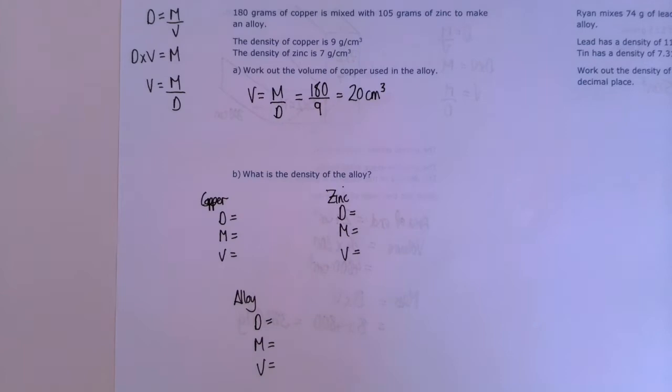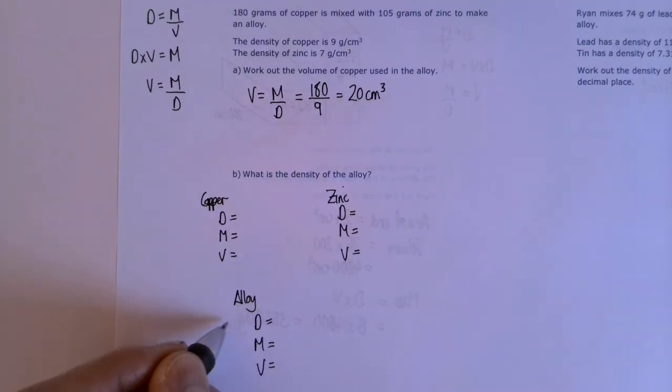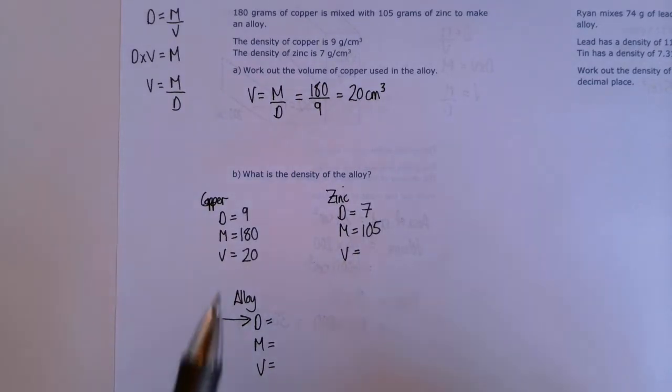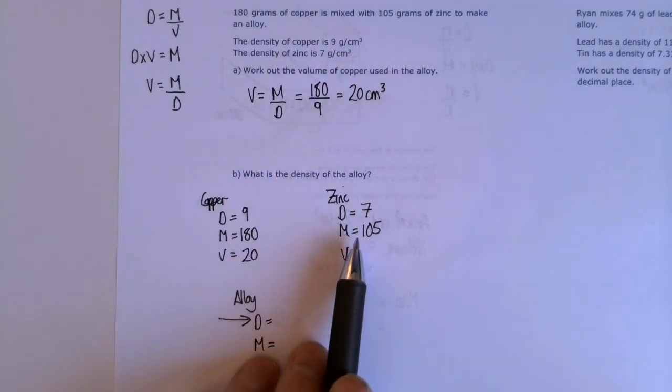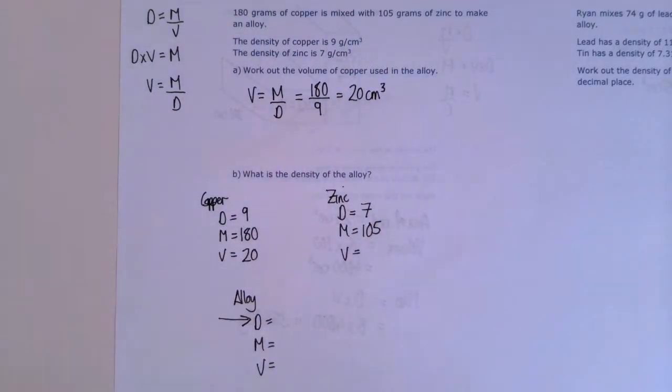So my first job is to fill in everything I know from the question. I'm actually being asked to find this. Okay, so without doing any more calculations, let's just fill in everything we know from the question. So pause the video, see if you can fill in the blanks as far as possible. So I've filled in the numbers that we've got so far. So the densities we're given, and the masses we're given, and we calculated the volume of copper in part A.